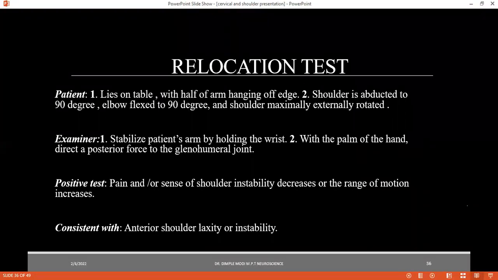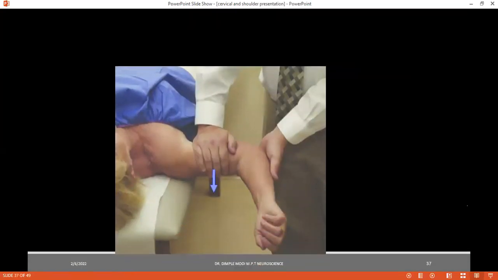In this, what you have to do, it's same like the above test. Patient lies on the table, arm hanging, shoulder is abducted to 90°, elbow flexed to 90° and maximally externally rotated. Stabilize patient's arm by holding the wrist with the palm of the hand. Direct the posterior force. Now at the palm of the hand, you have to give only the posterior force, and on the above side, you don't have to give any pressure anteriorly or posteriorly, just at the palm of the hand. So if there is a pain or sense of shoulder instability, it shows anterior shoulder laxity, like this.